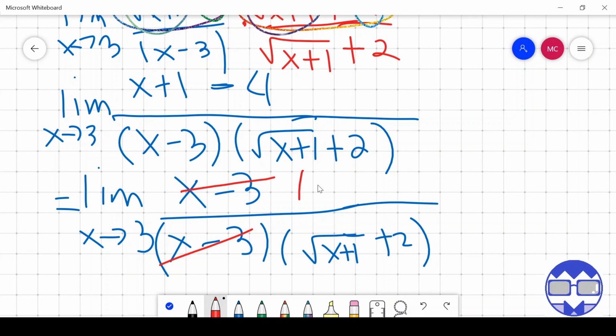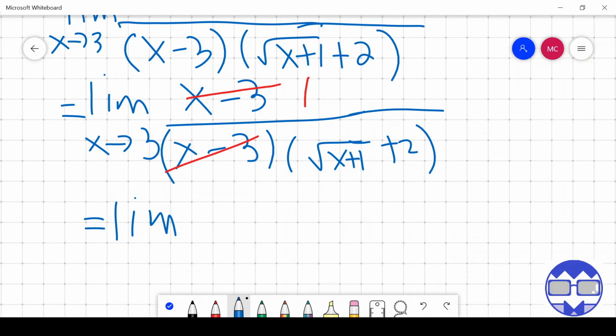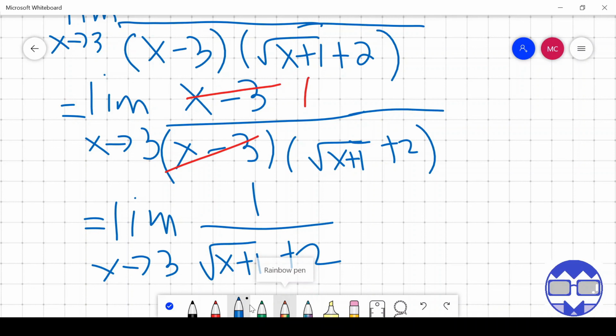So 1 remains in the numerator. We have 1 over, so we have the limit of 1 over square root of x plus 1 plus 2 as x approaches 3. We have now canceled out the factor that makes our function indeterminate. So the next step is to substitute.